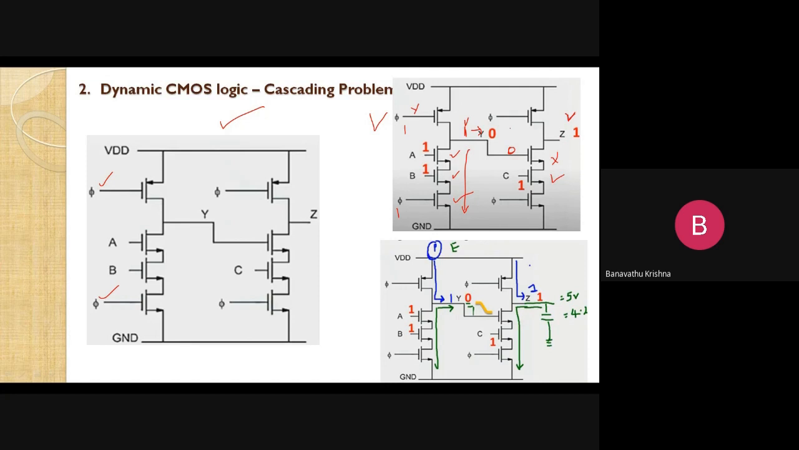So how does the cascading problem occur? Let us see in this diagram. In the pre-charge case, that is clock zero, the output response is 1. In the second case, the clock signal is applied as 1, so this transistor is on, the B transistor is on, and the enhancement mode transistor is on.